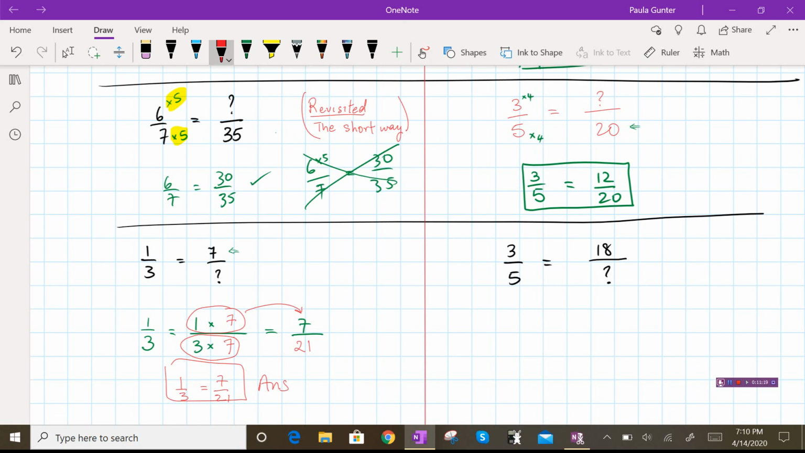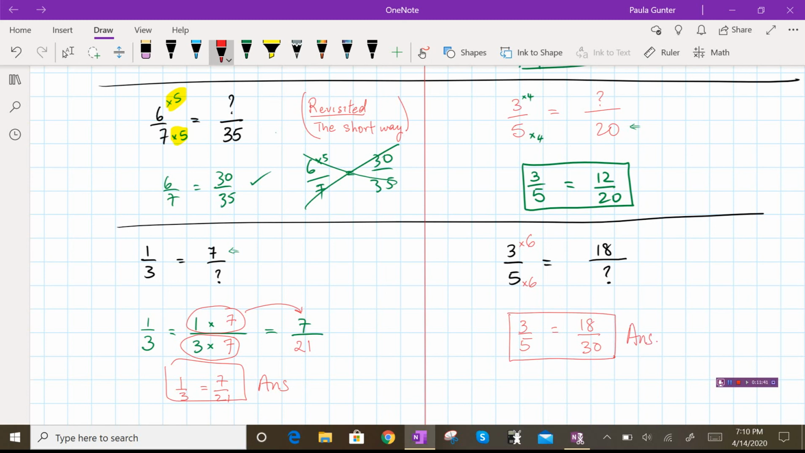I can say 3 times what will be 18? 3 times 6. So I have to multiply that denominator by 6, and I end up getting 3/5 is 18. 6 times 5 is 30. And there we go. That's our answer.